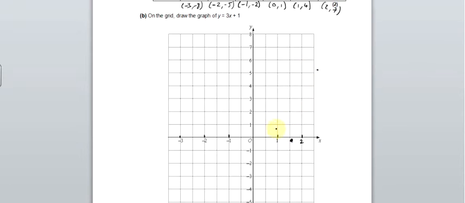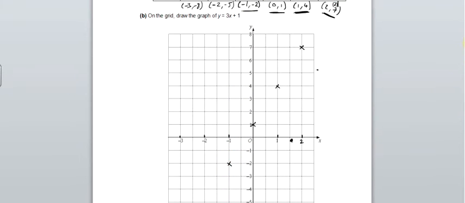So 2, 7, 2 along, it's not here, that's 1 along, 2 along is here, 7 up is there, so 2 along, 7 up. Then this one, 1 along, 4 up, that's there. So we've done 2 along, 7 up, we've done 1 along, 4 up, 0 along, 1 up. There we go. Minus 1 along, 2 down.